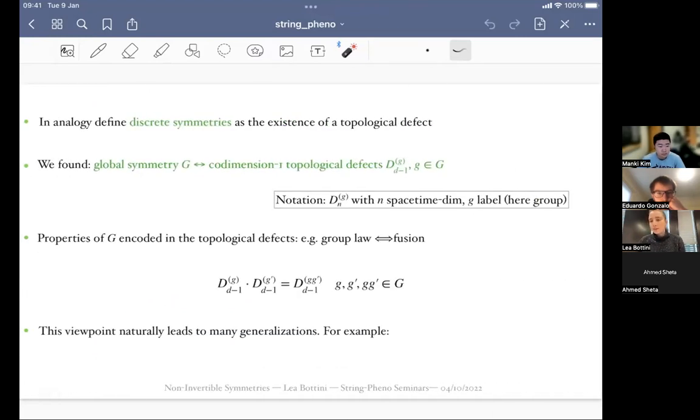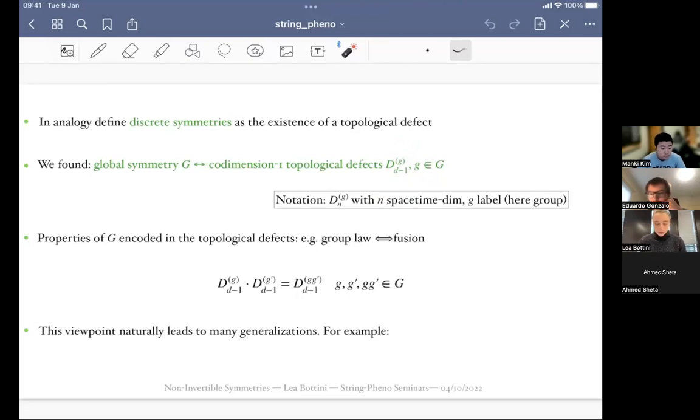So why is this useful? It is particularly useful when you deal with discrete symmetries, because for discrete symmetries you don't have a current, so you cannot use the usual construction. In the case of discrete symmetries, we really take the existence of a topological defect as defining the presence of the symmetry. To recap, to a global symmetry G we can associate a codimension 1 topological defect. This is going to be my notation: the upper label denotes the group element characterizing the symmetry, and d-1 is the spacetime dimension on which the defect is supported.